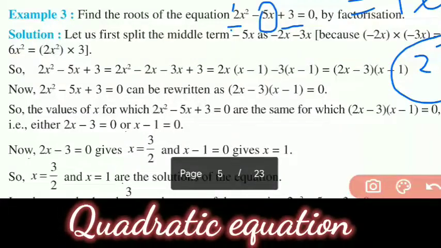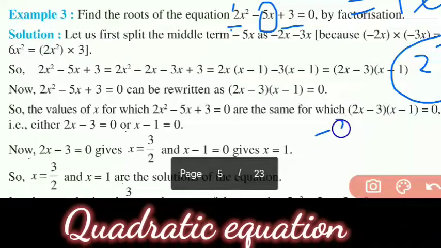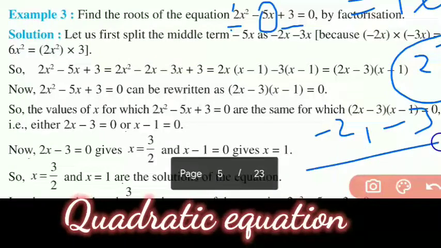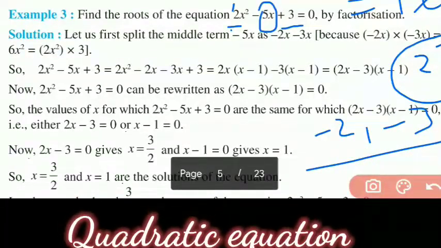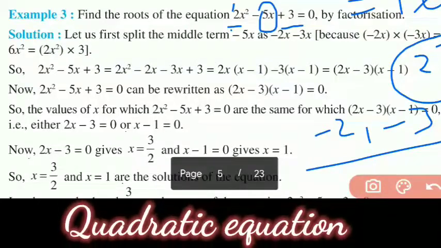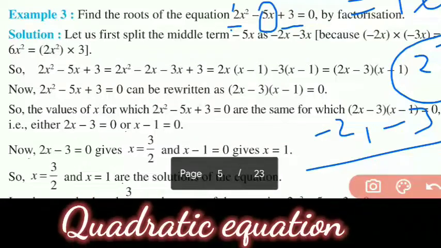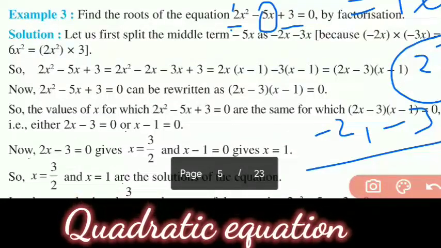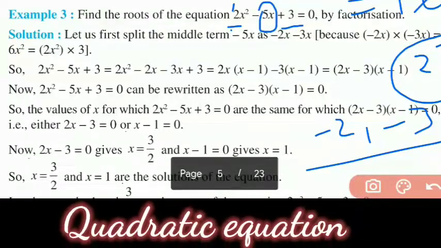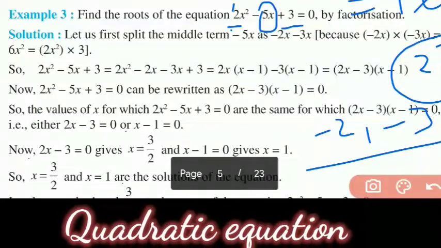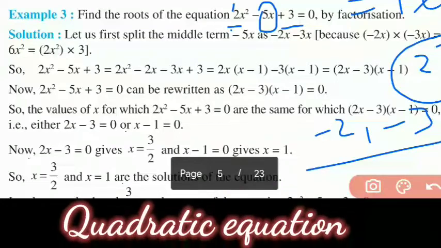So what will we write? If we write -2 and -3, we can add them, because they have the same sign. So -2 and -3 is -5. And when we multiply -2 and -3, we get +6, because minus and minus is positive. So we can write -2 and -3 in the place of -5x.